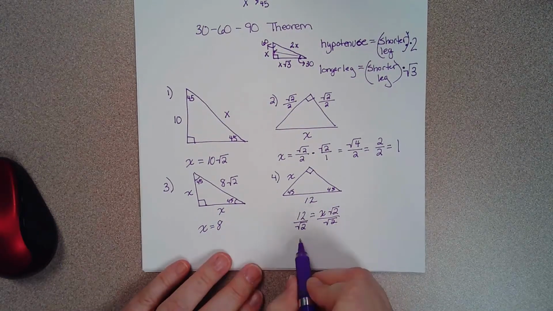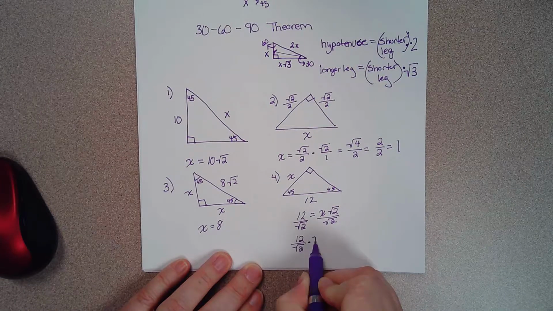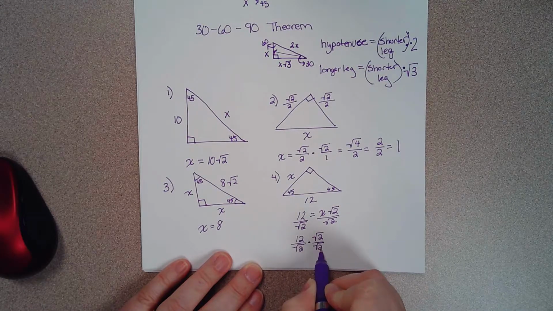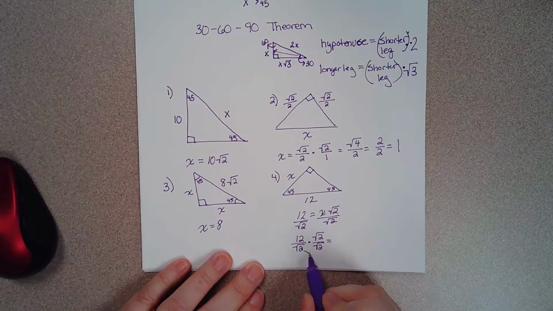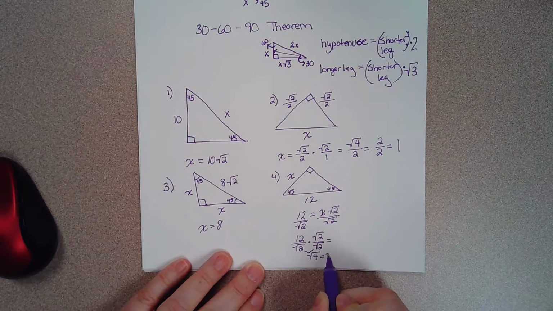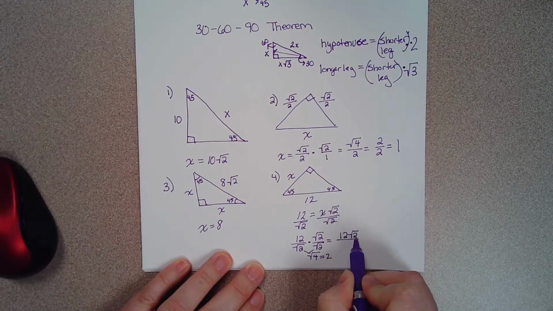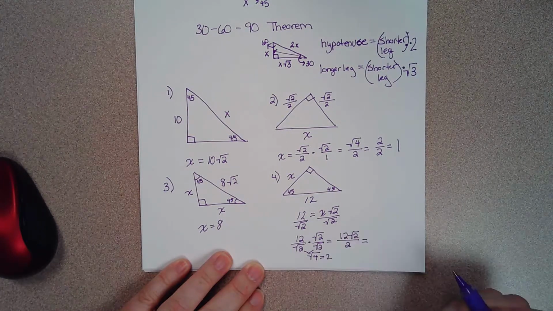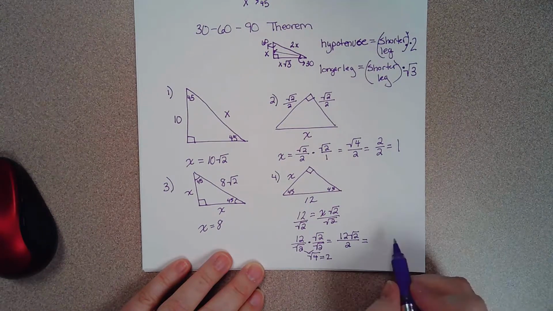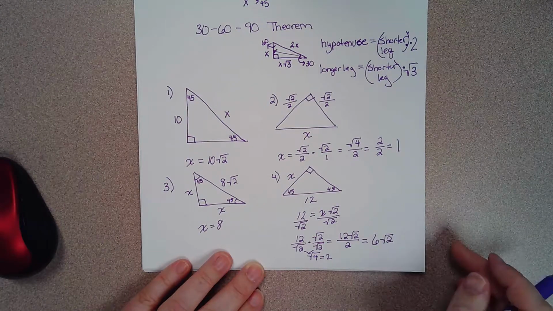So we have 12 over square root 2 times square root 2 over square root 2. We know square root 2 times itself is 4, which gives us 2. So I have 12 square root 2 over 2. 2 divides into 12 6 times. So this is 6 square root 2 is what the length of my legs are going to be.